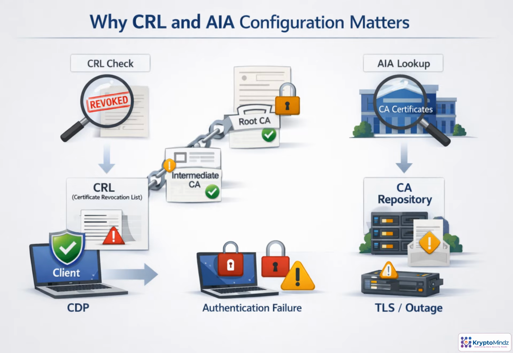When a client receives a certificate, it has to answer two questions. Can I build a trusted chain? And has this certificate been revoked? AIA URLs tell the client where to download issuing CA certificates so it can complete that chain. CDP URLs tell it where to fetch CRLs to confirm the certificate is still valid. If either location is wrong or unreachable, you'll see failed logons, TLS errors, and even full application outages.